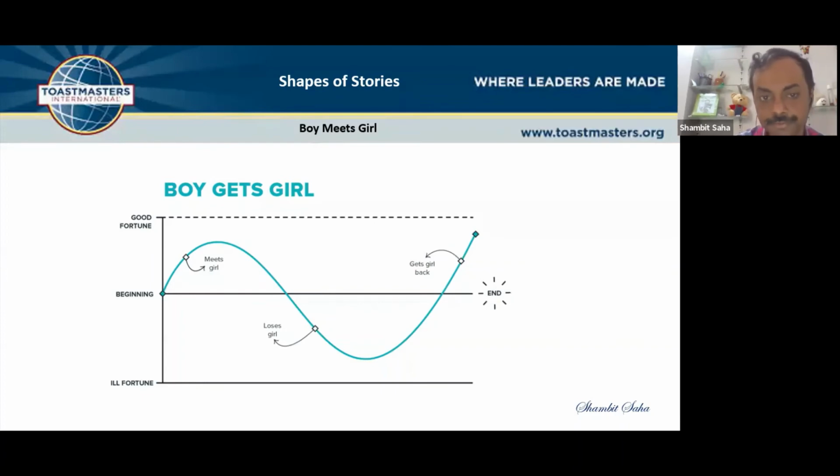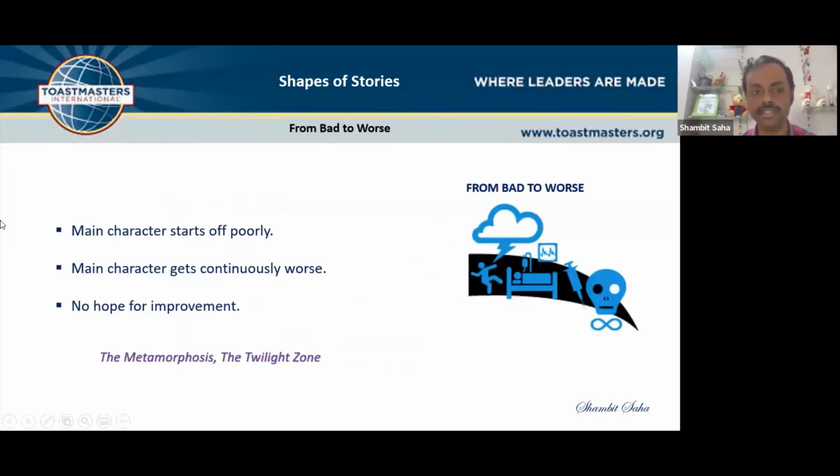You follow this graph. And the next is from bad to worse, where nothing good happens. You start off in a poor situation and things get continuously worse. There's no hope for improvement. It's basically the story of a druggist, wherein a poor boy got into drugs, got into the mafia, and then his life was in ruins, he spent the rest of his life in jail, became a terrorist, got shot, dead. So there is nothing much positive in these stories, but it's a form of stories.